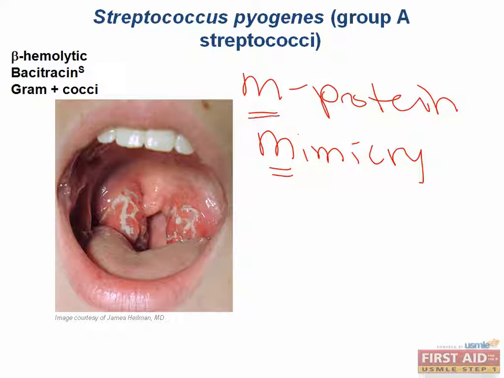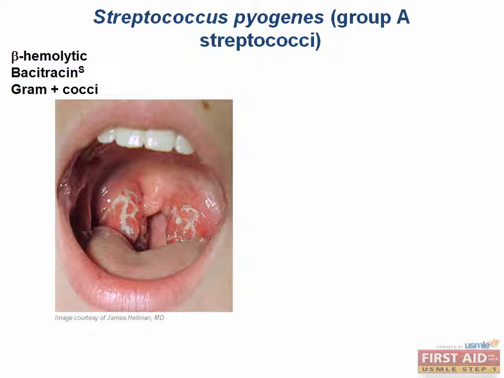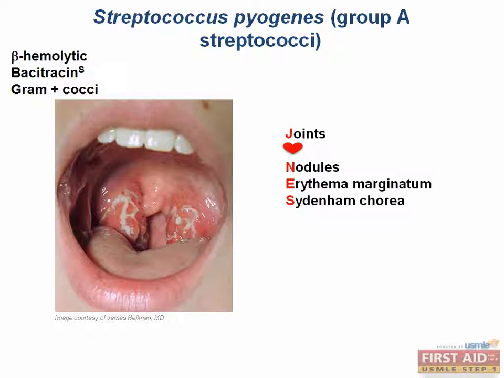Mimicry with M protein leads to damage of heart valves, such as the mitral valve, and can cause rheumatic fever. Rheumatic fever is diagnosed with the Jones criteria. There is a great mnemonic that I like to use for the criteria, and they are JONES.